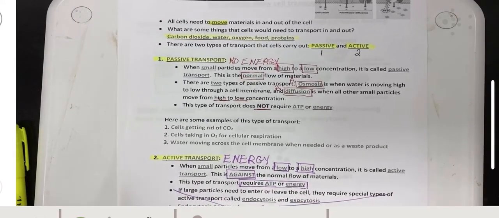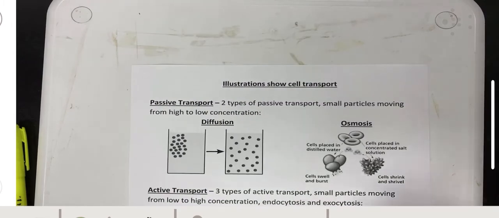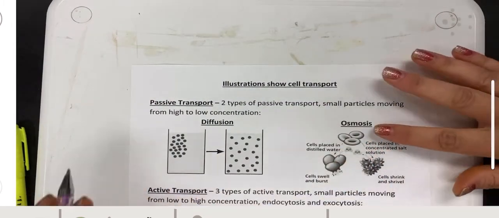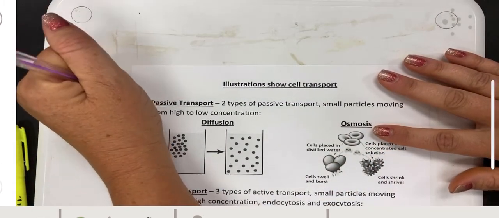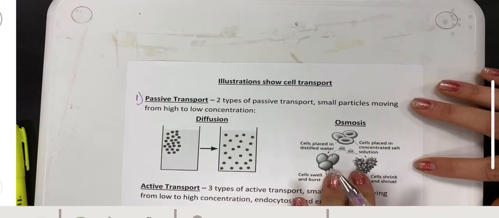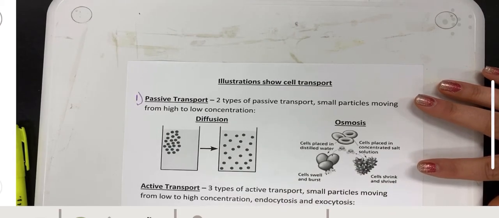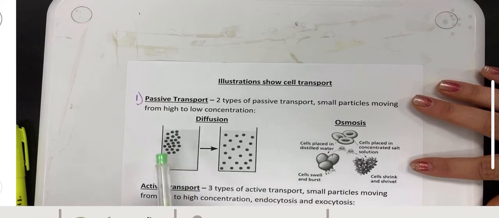Okay, the next page of the notes, there's some pretty important pictures here. The first one, again, is passive transport. So this was number 1 on our list when we were looking at numbering them. Passive transport, diffusion, osmosis.